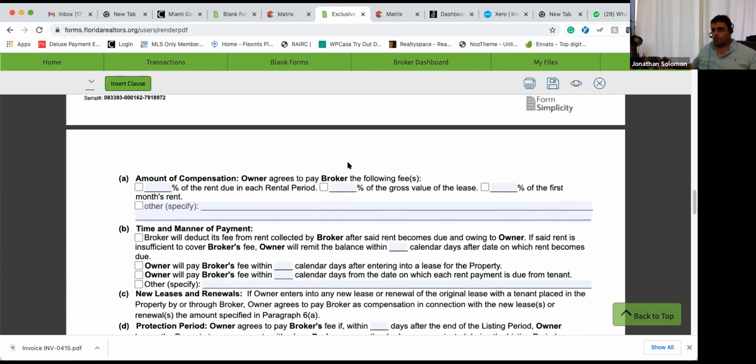Compensation, extremely important. What type of compensation are you going to receive from the landlord? Are you going to receive a percentage of the rent due each rent period? Let's say 10% from every rent payment. Or a percentage of the gross lease, let's say 10% of the entire lease amount? Or a percentage of the first month, maybe 100% or 90% of the first month, whatever it may be. We can disclose it right here.